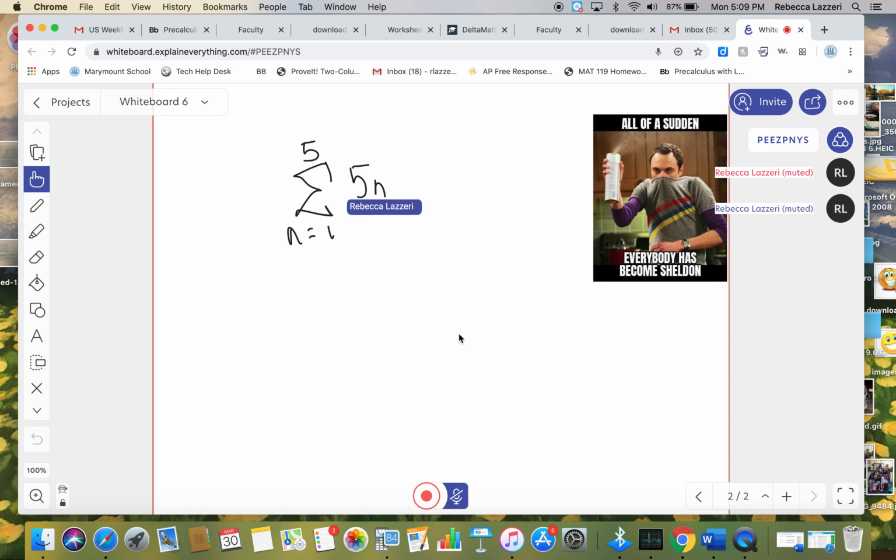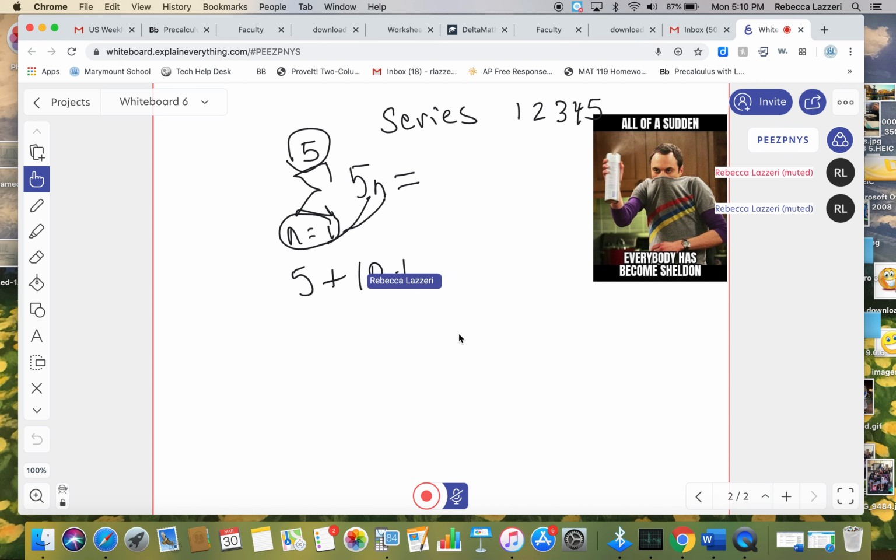Like the first term is 5. This tells you where to start, and this tells you where to stop. So you're going to find the first term, the second term, the third term, the fourth term, and you're going to stop at the fifth term. So I'm going to say 5 times 1, then I'm going to say 5 times 2, 5 times 3, 5 times 4, and 5 times 5. And then I'm going to add all of this together to get my answer.